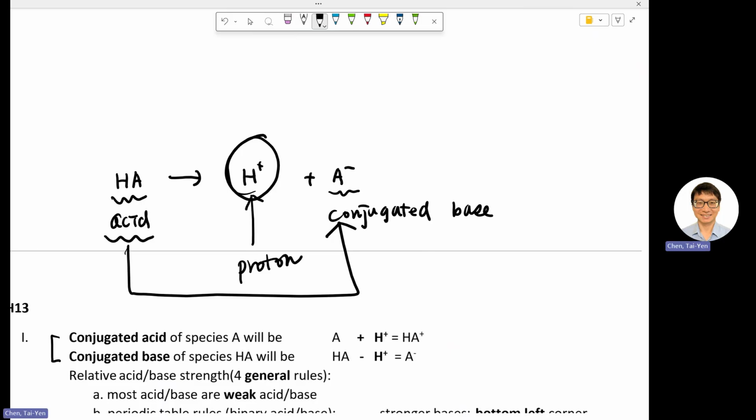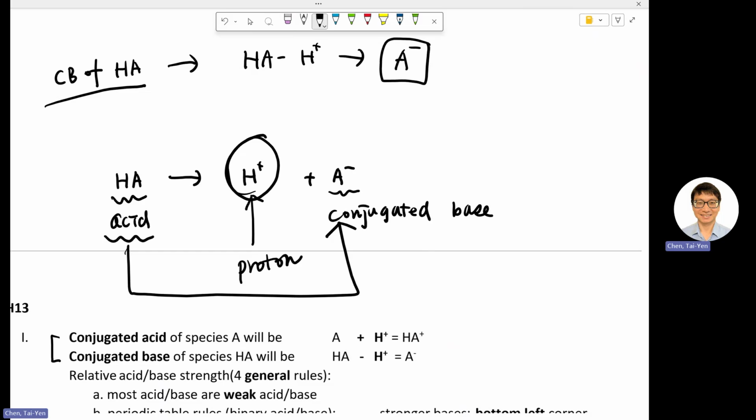The thing that you should be very, very good at is that if I ask you to give me the conjugate base of HA, you should know that what you need to do is use HA minus 1 H plus. Therefore, you know the conjugate base of your HA should be A minus. So pay attention to the atoms, but also the charge. Everybody got what I just said? Okay.